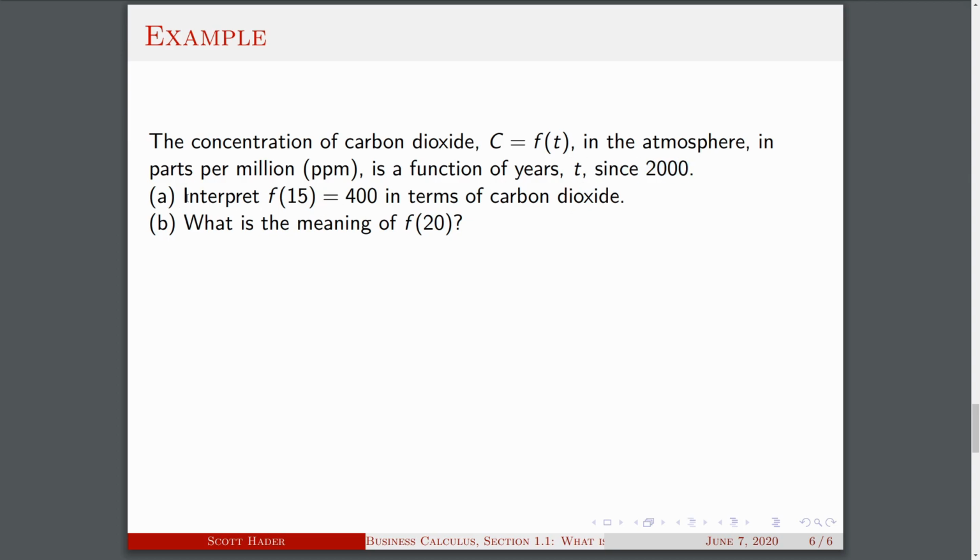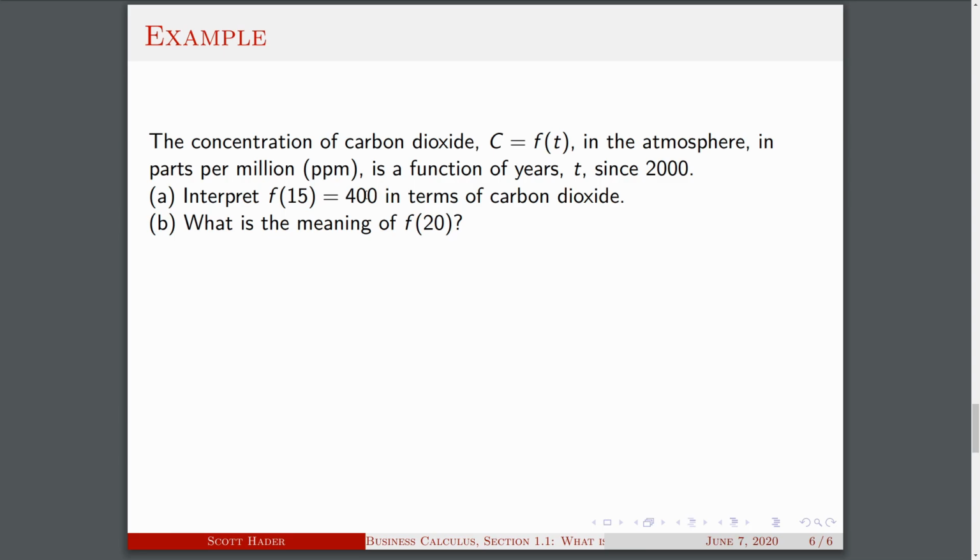Okay, so let's interpret what it means to say that f of 15 equals 400. So let's see, f of 15 equals 400. So f of 15, what is 15? That's t, right? We put in 15 for t. So that means 15 years since 2000, so that would be 2015. Okay, so in 2015, the function, which is the amount of carbon dioxide, is 400.